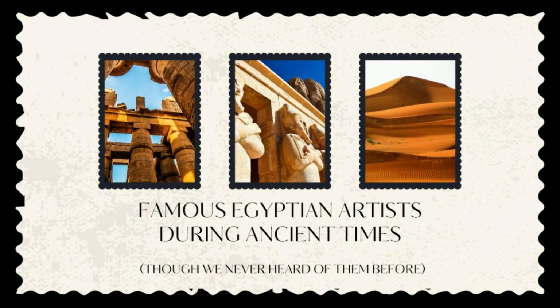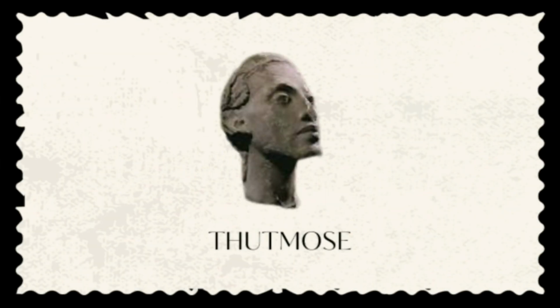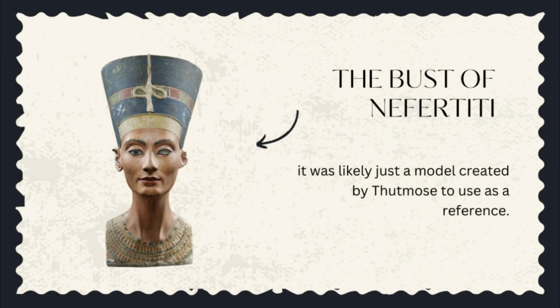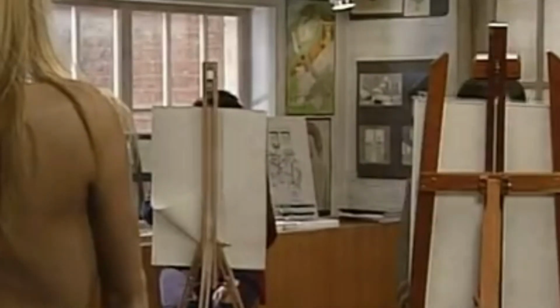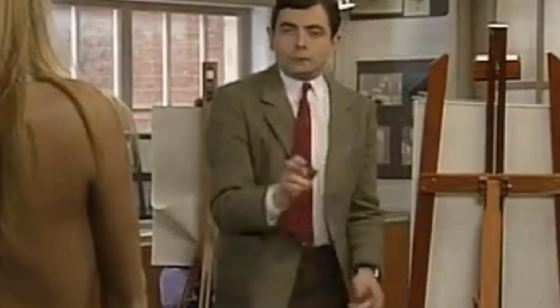Now, let us get to know the famous Egyptian artists during the ancient times, though we never heard of them before. First on the list is Thutmose, the royal sculptor during the New Kingdom. He was the one who molded the bust of Nefertiti, a great royal wife of Pharaoh Akhenaten. It was likely just a model created by him to use as a reference for the other royals' head sculpture. The name Nefertiti means the beautiful woman has come. No wonder why Thutmose chose her as his model.